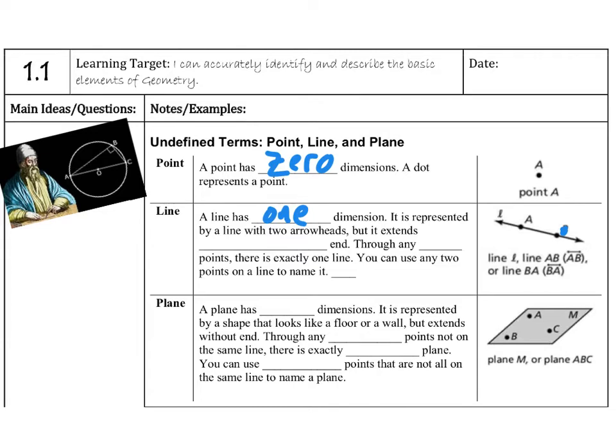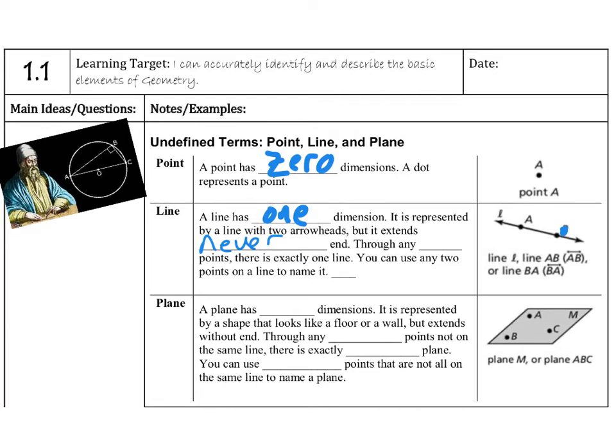We represent that by a line that goes through all these points. It extends in both directions here, and it never ends. So it never ends, and that's important.